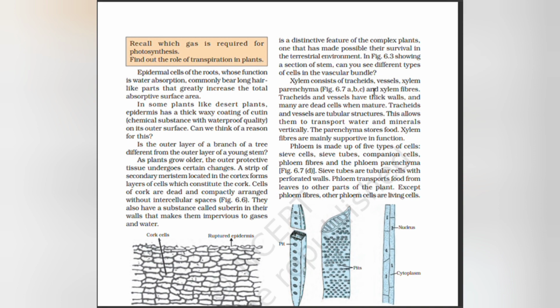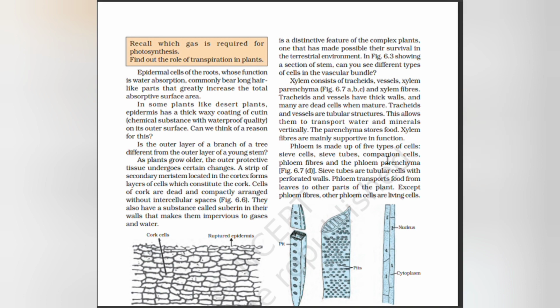Xylem consists of tracheids, vessels, xylem parenchyma, and xylem fibers. Tracheids and vessels have thick walls and they are made up of dead cells when mature. Tracheids and vessels are tubular structures. This allows them to transport water and minerals vertically. Parenchyma stores food. Xylem fibers are mainly supportive in function.